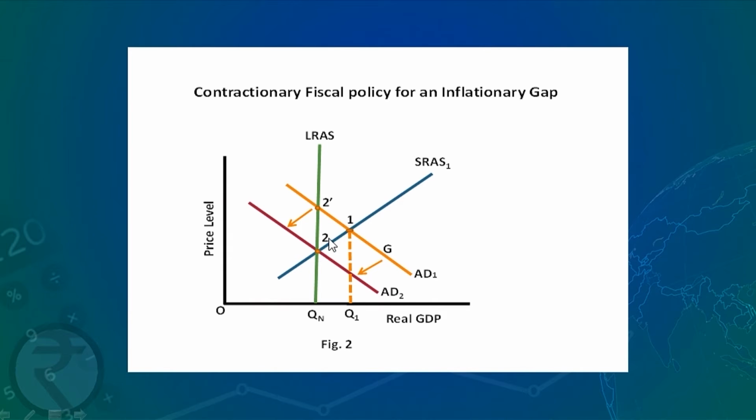So, this will bring down the aggregate demand to AD2, and now again we have reached the equilibrium point 2 where the output is OQN. So, thus the contractionary fiscal policy has helped the economy to come out of inflationary gap.